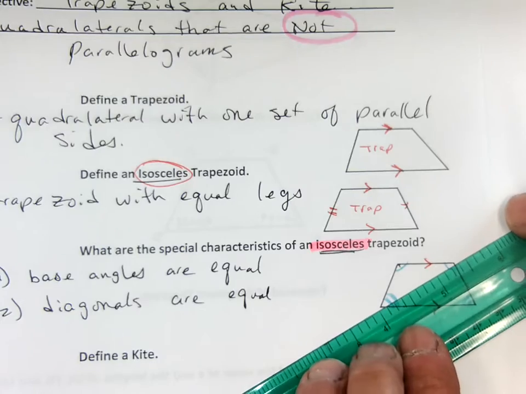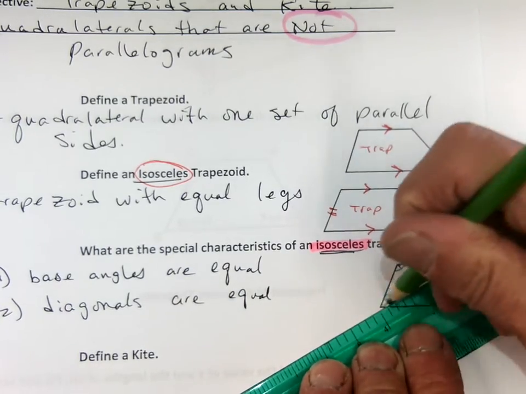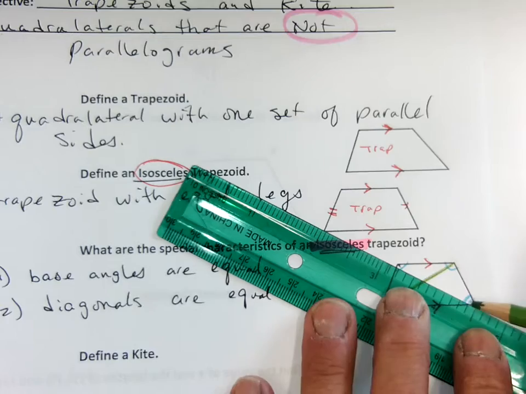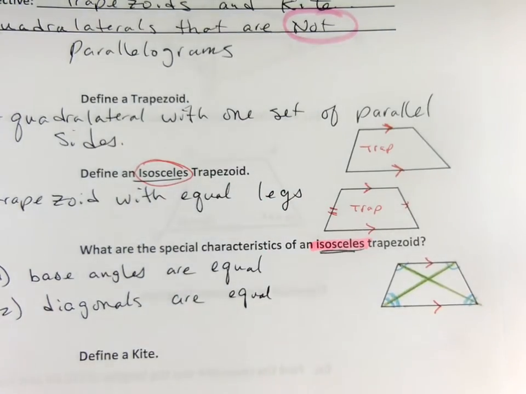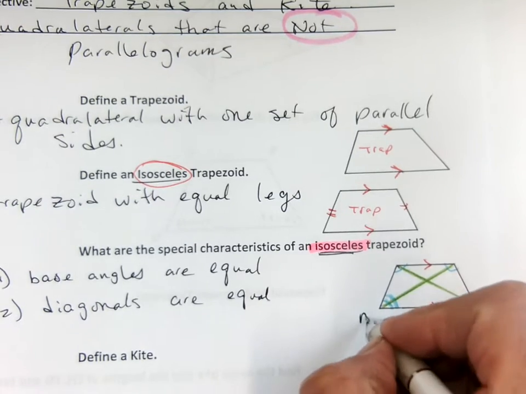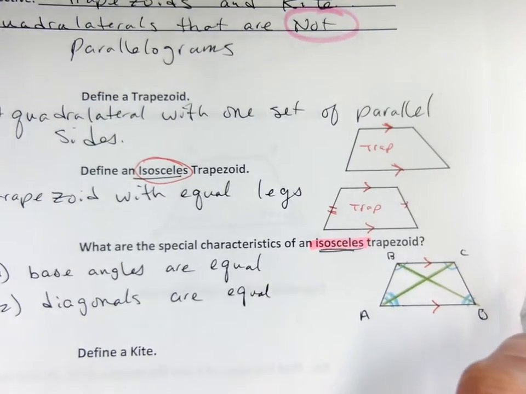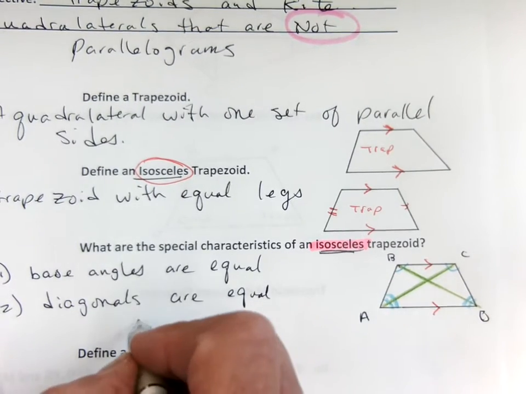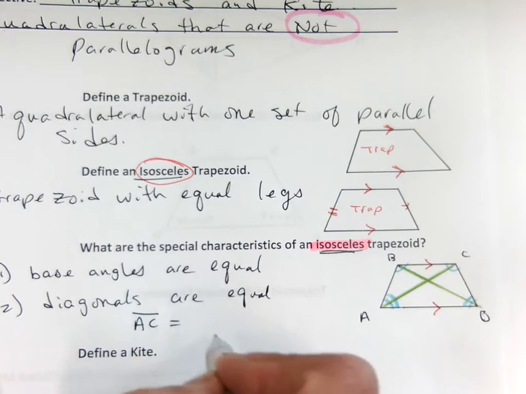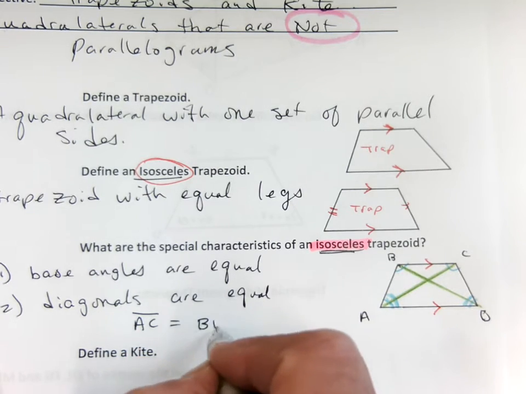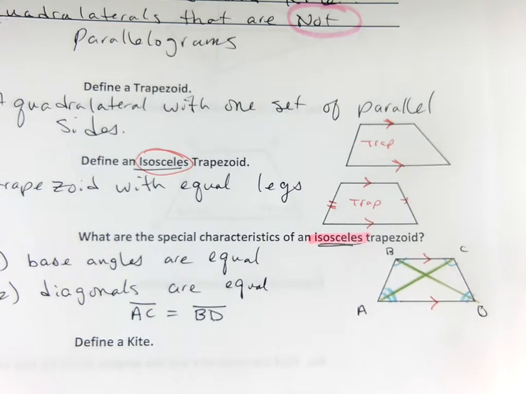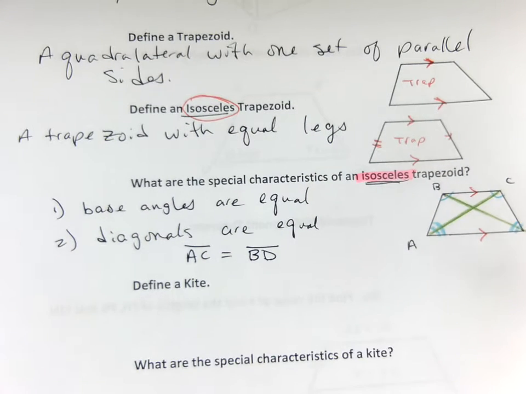My diagonals are equal. I'm going to label this. It's just easy if I label it. I'll go A, B, C, D. So I can say that AC is equal to BD. Okay? Kind of cool. That makes it easy. If it's just a regular old boring trapezoid, nothing special. But if it's isosceles, we get a couple of characteristics.